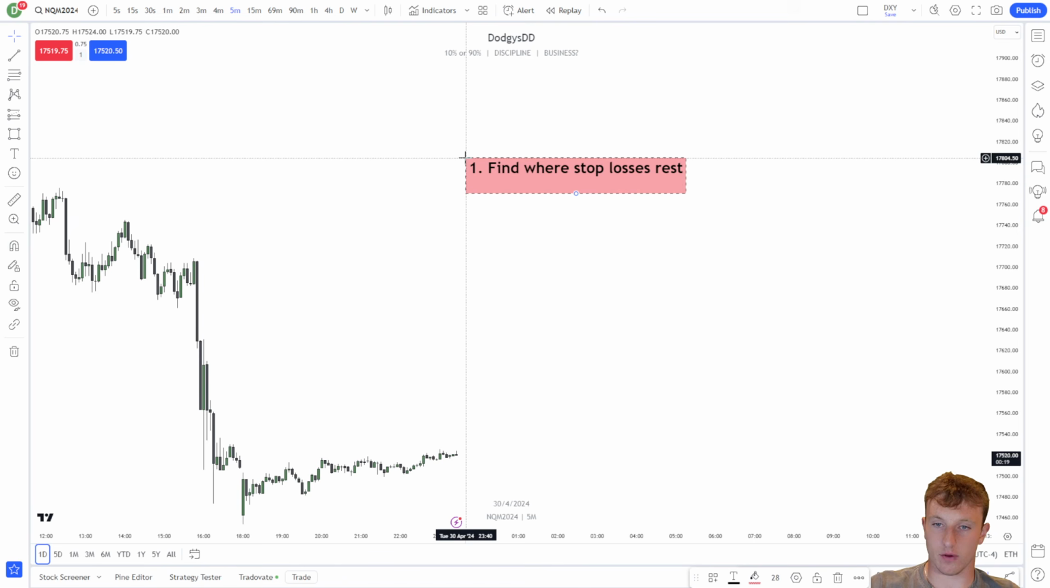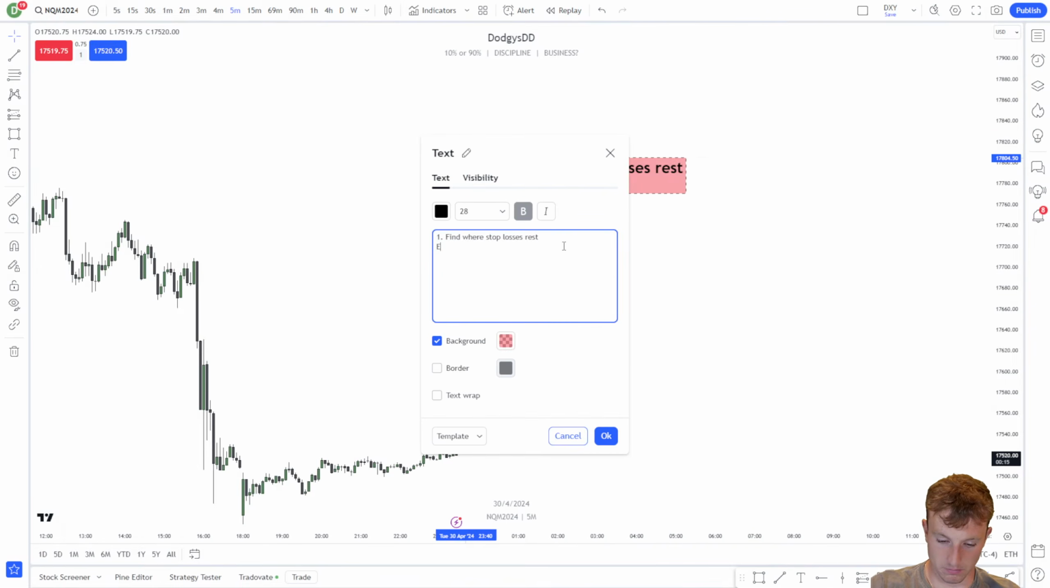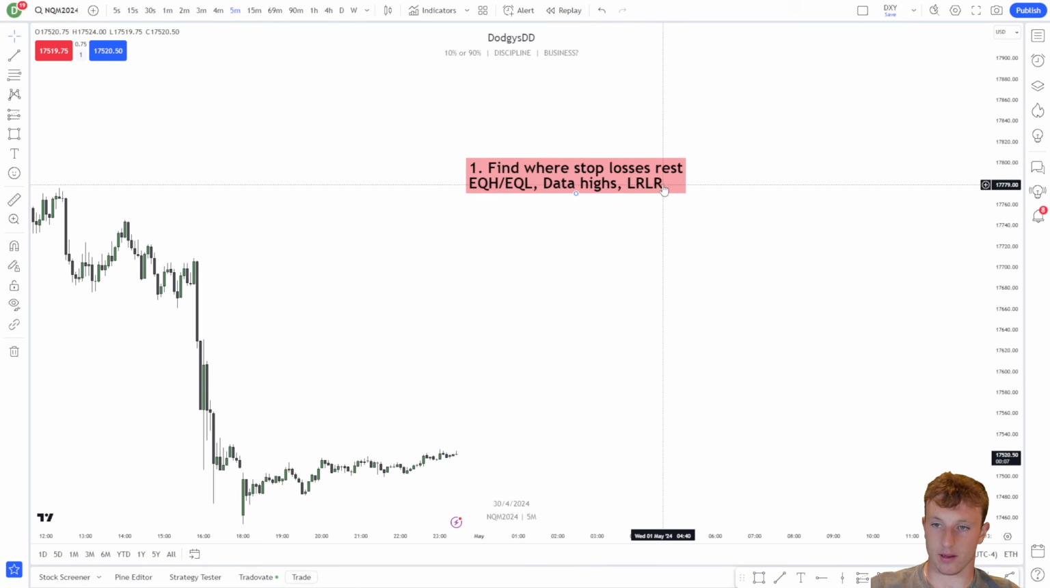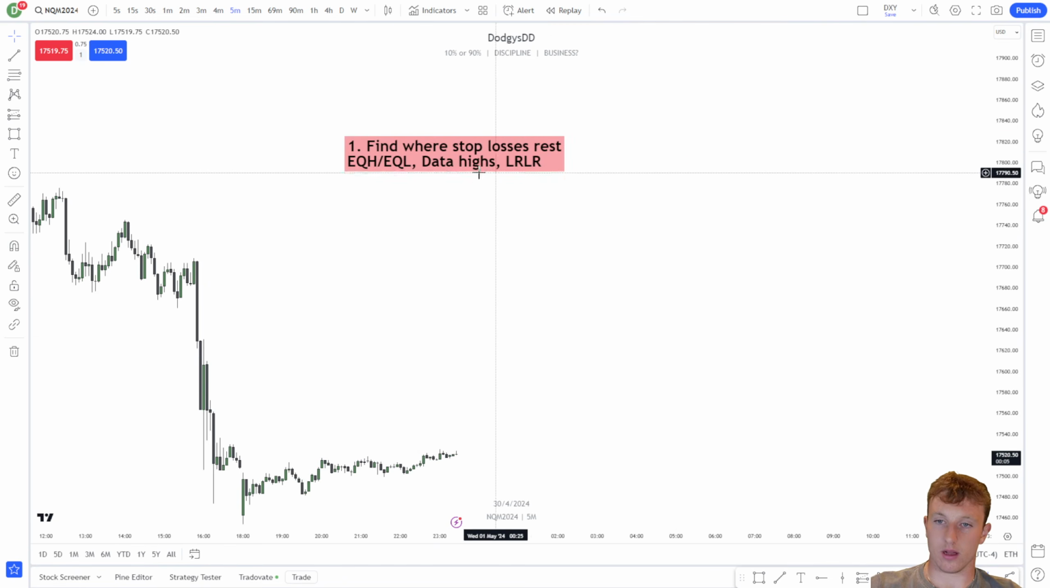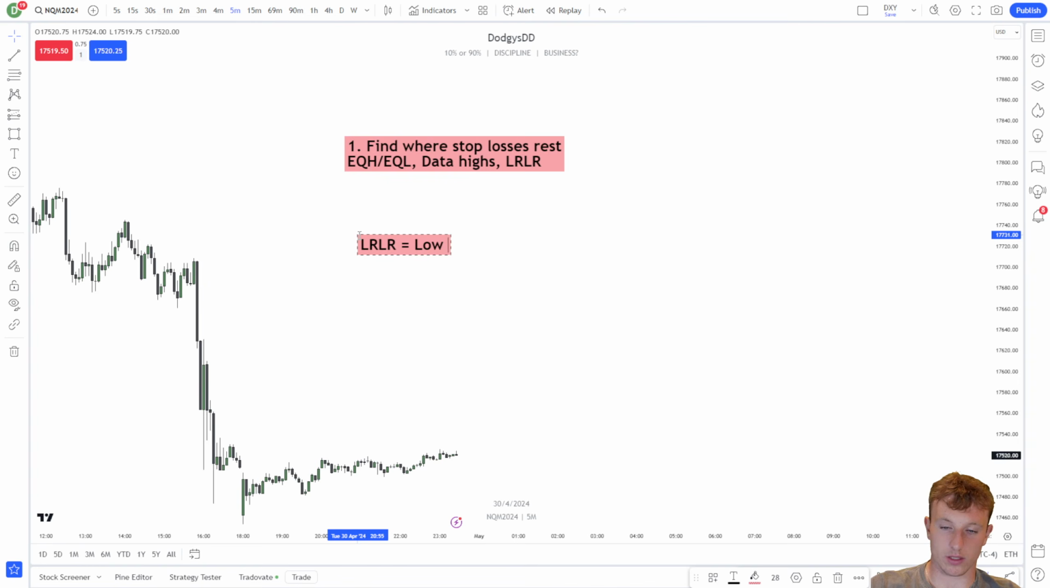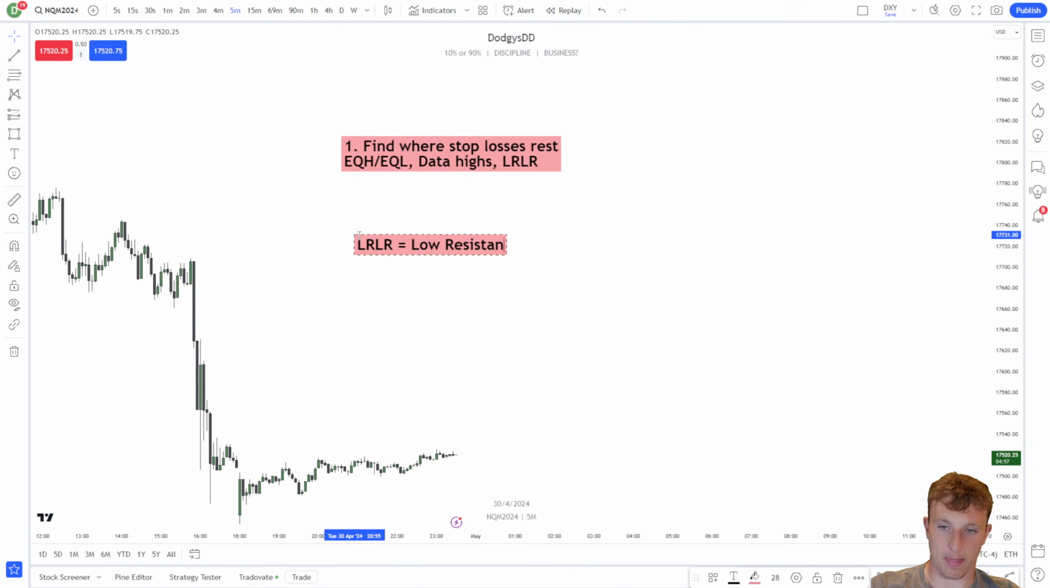The biggest thing I look for is equal highs, equal lows, data highs, whatever. Also LRLR. To recap, LRLR, let me just draw this out real quick. LRLR stands for low resistance liquidity, which also is trendline liquidity.